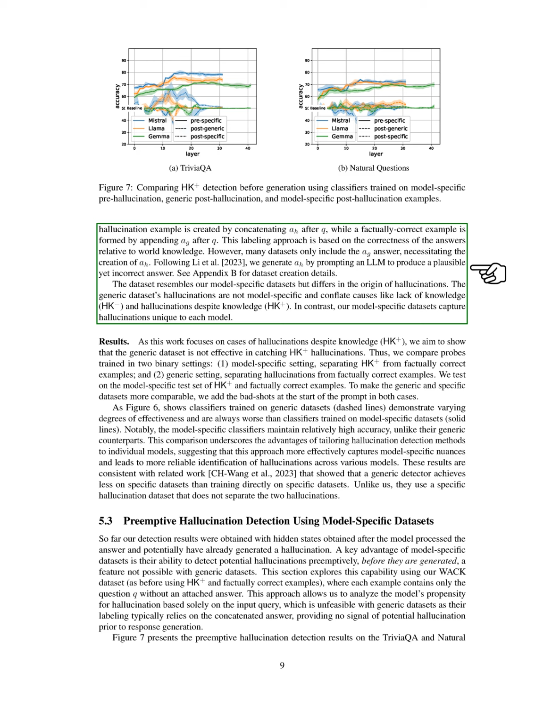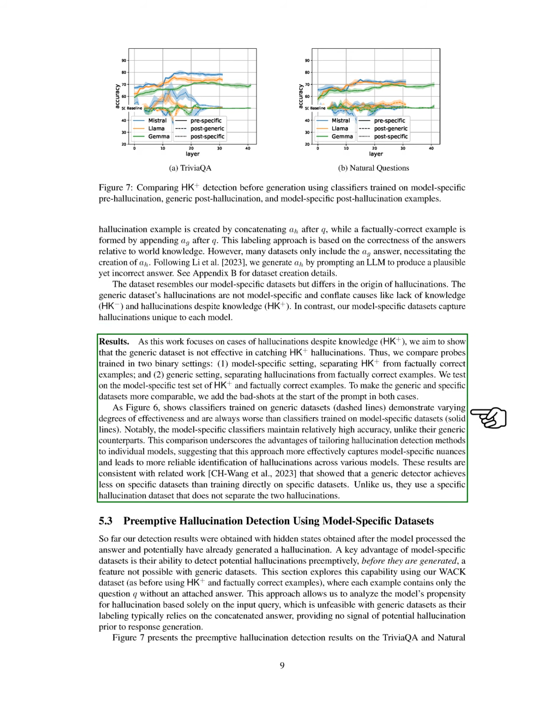Our results indicate that the generic dataset is ineffective at identifying hallucinations that occur despite knowledge. We compare two settings: one that is model-specific, distinguishing between hallucinations despite knowledge and factually correct examples, and another that is generic, separating hallucinations from correct examples. We test these on a model-specific set of examples. To make the datasets comparable, we include problematic examples at the beginning of the prompt in both cases.